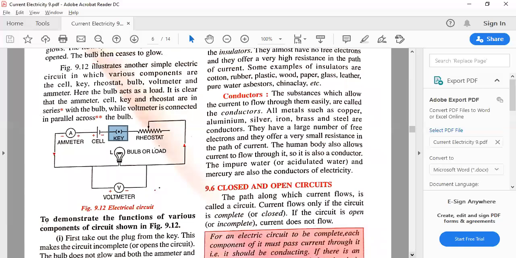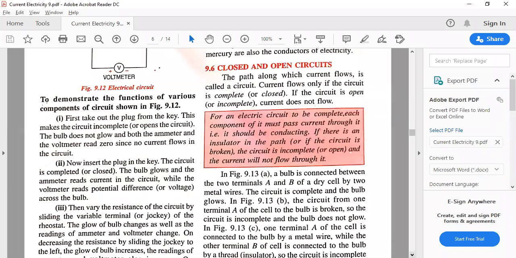Okay. Now take out the plug from the key. The circuit will be incomplete. The bulb does not glow. And both ammeter and the voltmeter read zero because no current is flowing. Now when you insert the plug, what will happen? Circuit is completed. The bulb will glow. Ammeter will read the current. Voltmeter will read the potential difference.